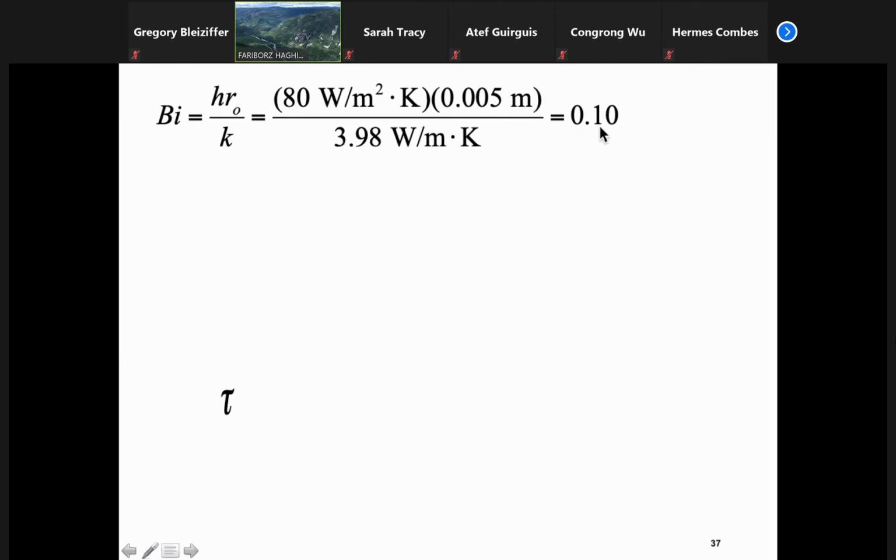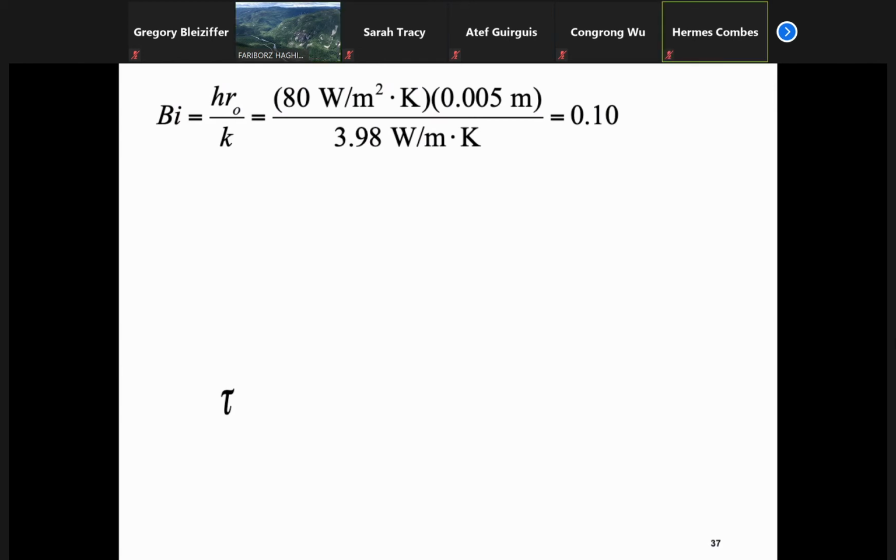What does that mean, my friend? The Biot number is 0.1. We cannot use the lumped system. I'm sorry for you, but you are correct. Now you cannot use the lumped system. What should we do now?